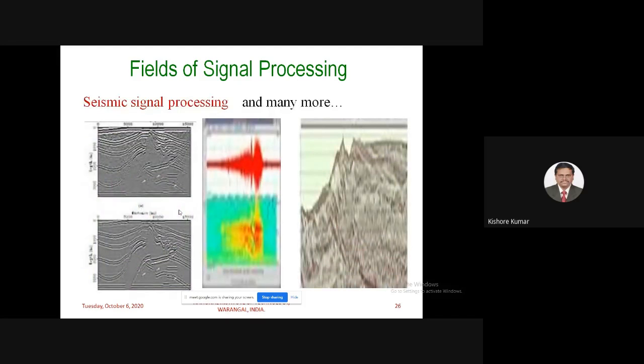Then seismic signal processing: to know about an earthquake, I can use seismic signal processing. In order to protect against even tsunamis and earthquakes, by keeping different sensors we find out the vibrations, and from these vibrations we can find out whether some damage is occurring or not.